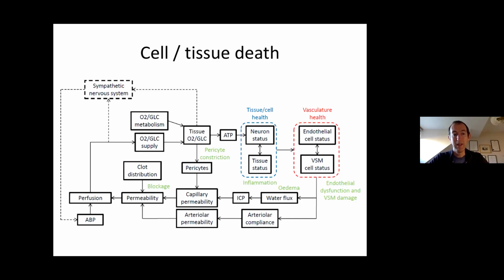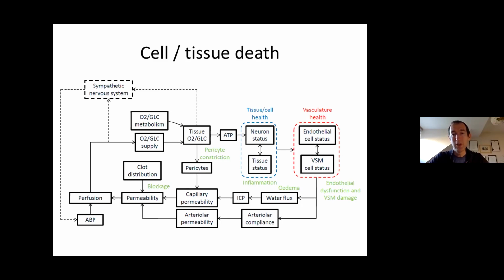But if there's anything wrong with that, so if you get a clot, so this is the green bit, it says blockage. If you get a change in permeability, that will affect your perfusion. Then if your oxygen drops, you can get pericyte constriction, which means that the small vessels, the capillary vessels, will start to constrict because pericytes die in a constricted state, and that affects capillary permeability. And then you can get inflammation, edema, and endothelial dysfunction and vascular smooth muscle damage. So all of these things can interact to predict how your tissue is going to be damaged, and some of these things can be reversed and some of these are irreversible.